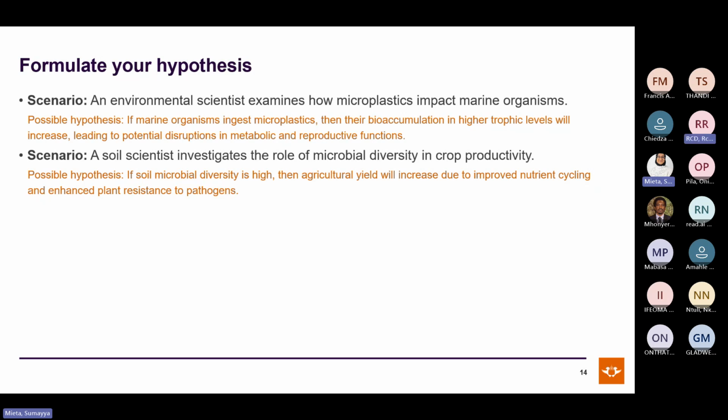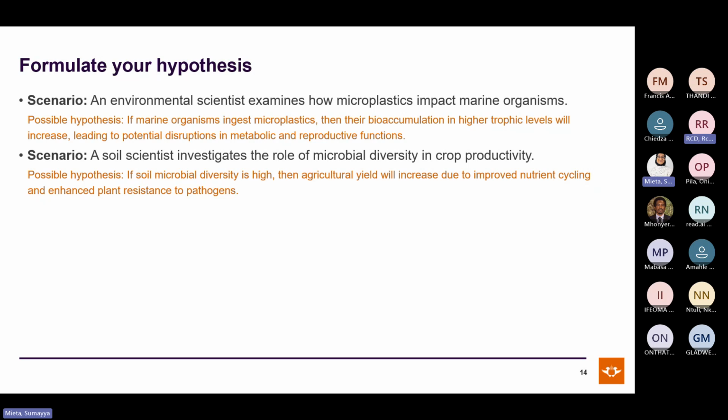Okay. So Doc, here on this one, let's say, for example, just for interest sake on scenario 2, that could be specified as an alternative hypothesis. Then the opposite, for example, saying if soil microbial diversity is low, then agricultural yield will decrease due to deficiency of nutrient cycling, and that would make it the null hypothesis.